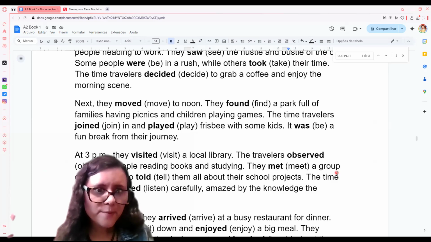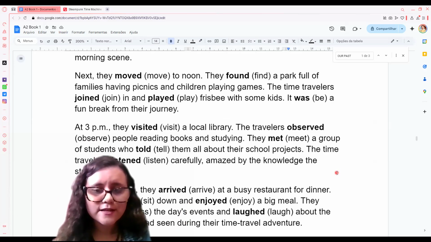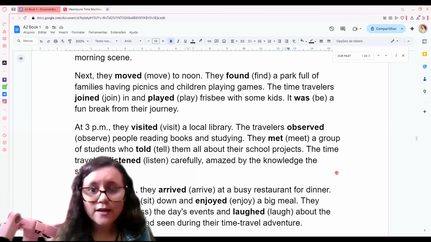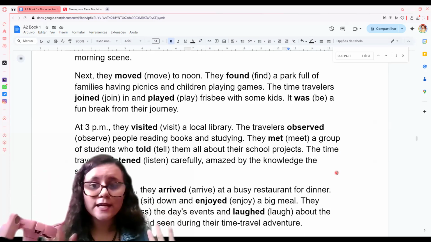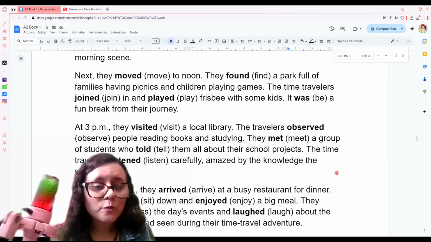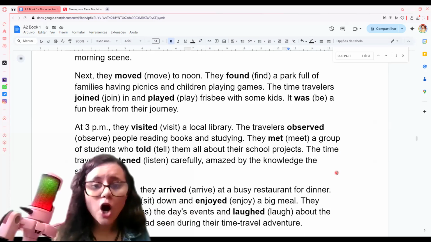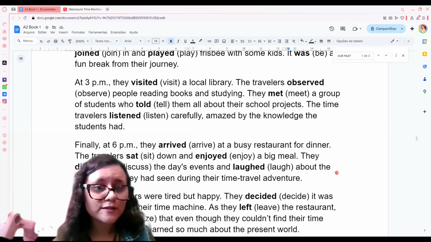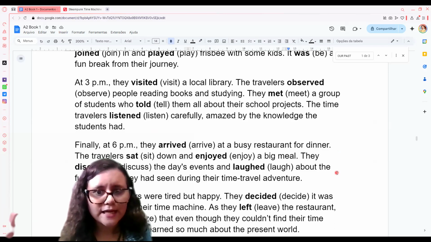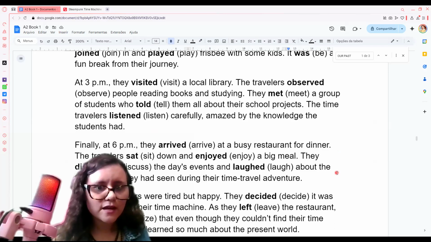At 3 p.m., they visited a local library. The travelers observed people reading books and studying. They met a group of students who told them all about their school projects. The time travelers listened carefully, amazed by the knowledge the students had.